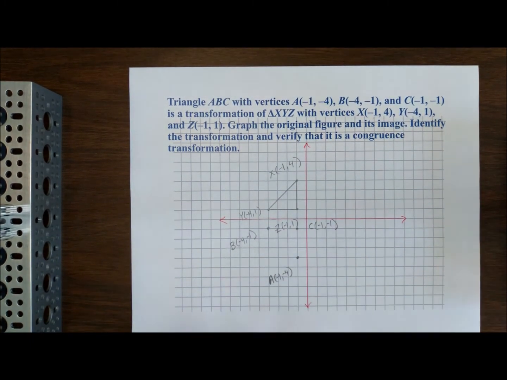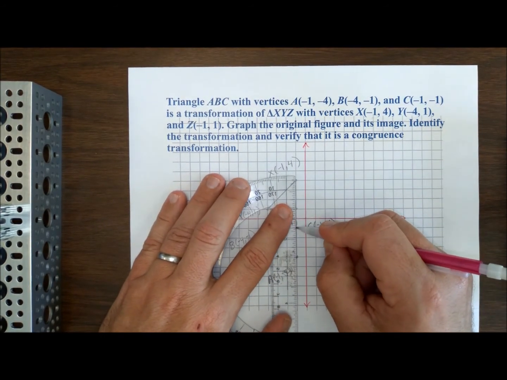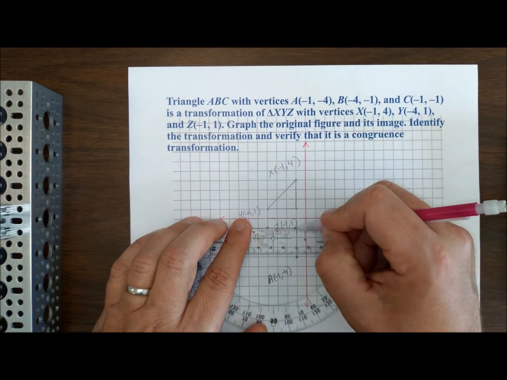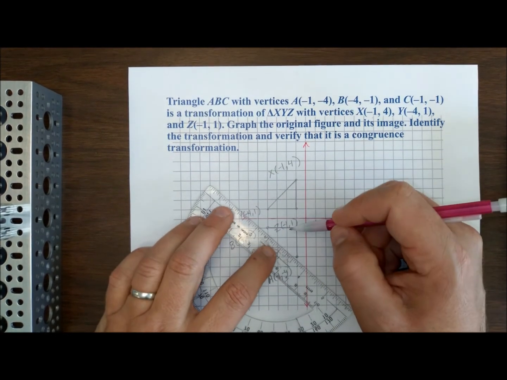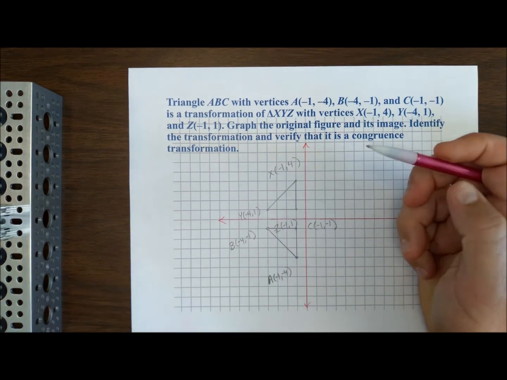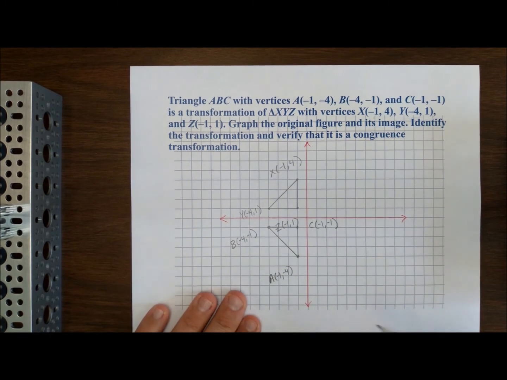Okay, all right, I'm starting to get a picture of what's going on here. It would appear to me that this is a reflection over the x-axis, right? It appears to be a reflection over the x-axis. How could we confirm this?